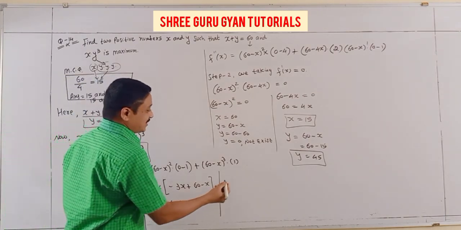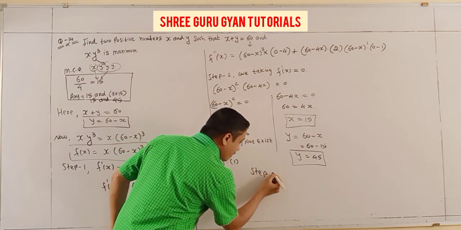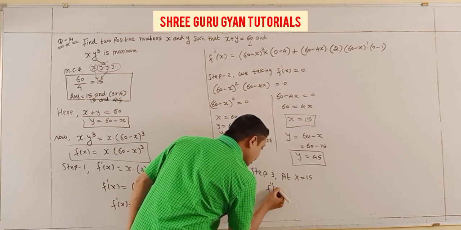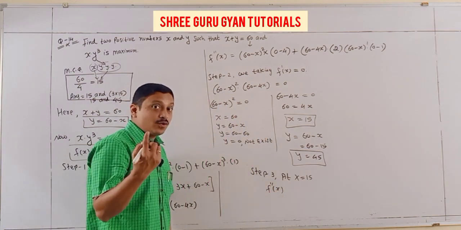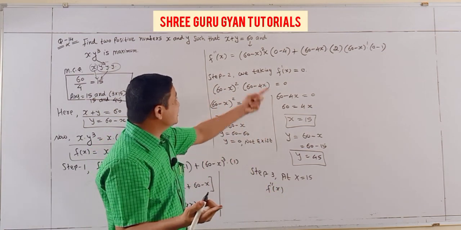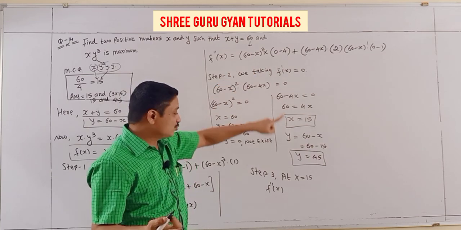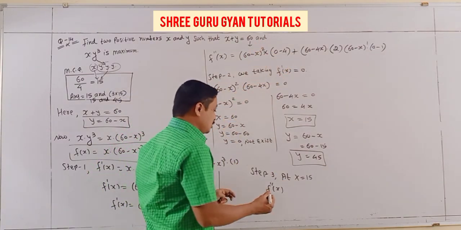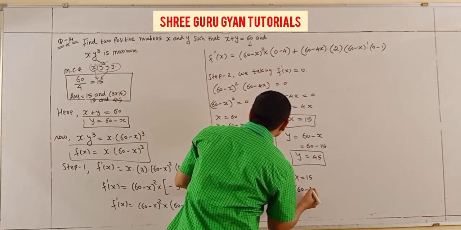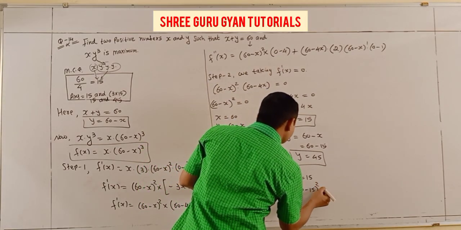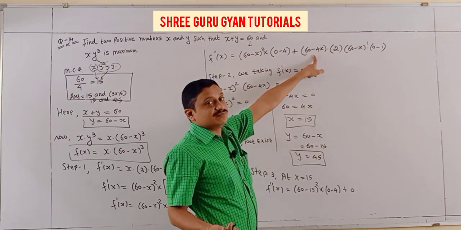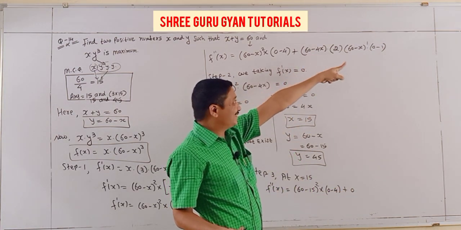And last, my step 3: at x is equal to 15, we now check f double dash x. Always check at f double dash x. This is your f double dash x. Putting in 15, here 15 for the 60 is already 0. So your answer is 60 minus 15 the square into 0 minus 4 plus 0, which is 0 minus 0, total 0.